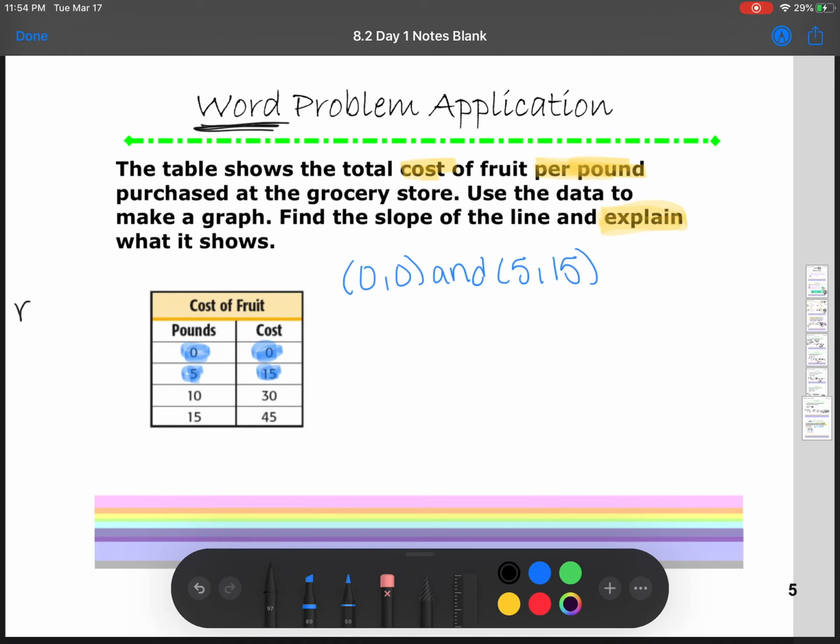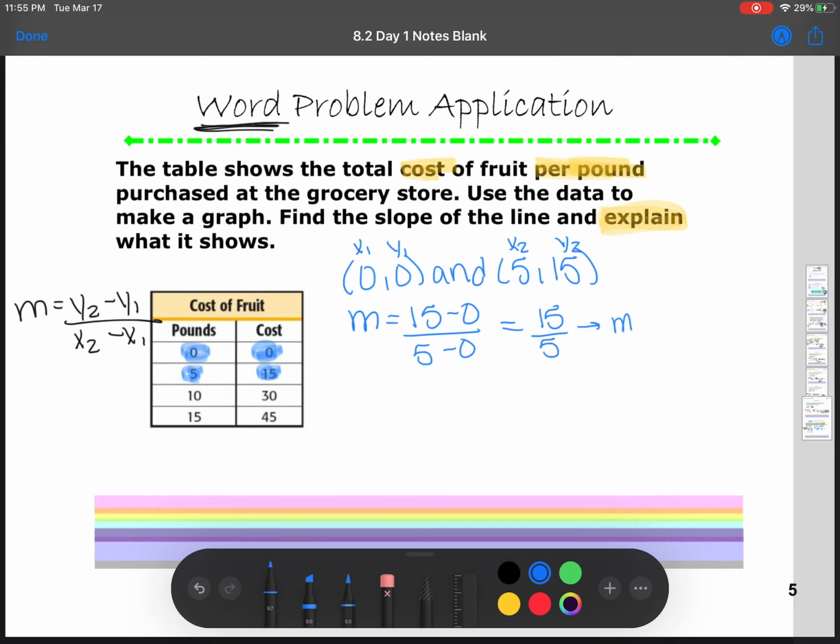Remember, no matter what, my slope equation is m equals y2 minus y1 over x2 minus x1. Always. So, in this one, my m equals, I almost forgot to label them, then I wouldn't know which ones to use, x2, y2. Okay? I have 15 minus 0 over 5 minus 0. 15 over 5. What's 15 divided by 5? m equals 3.